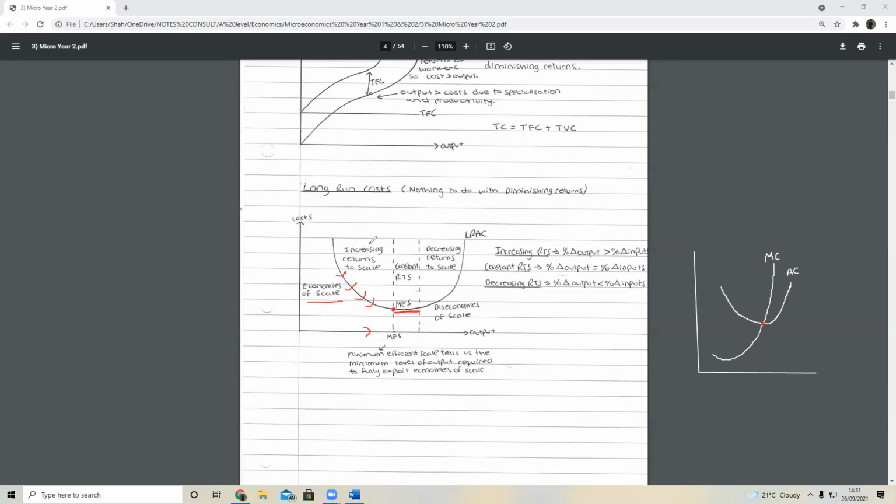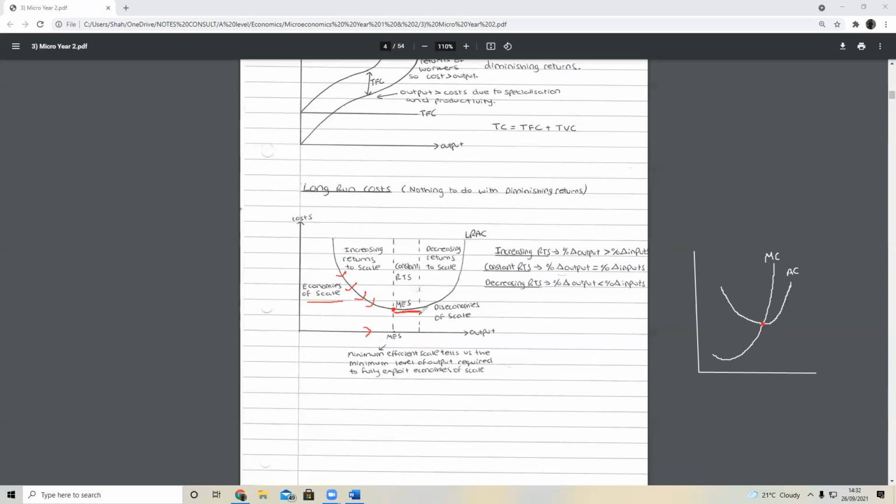Before, we had increasing returns to scale, which is defined as the percentage change in output being bigger than the percentage change in input. Now we're at constant returns to scale, where the percentage change in output is equal to the percentage change in inputs. Make sure you know these formulas if you ever need to prove whether something is increasing, constant, or decreasing returns to scale.